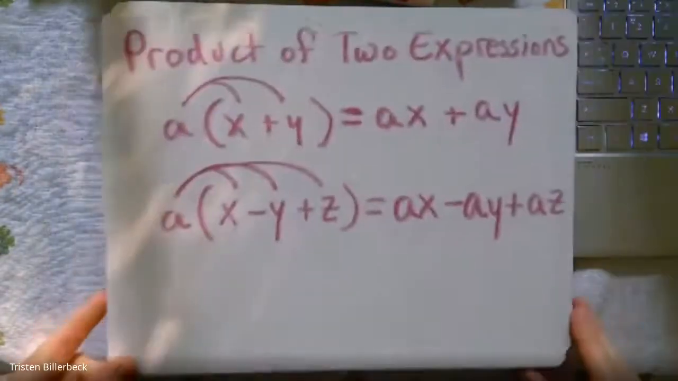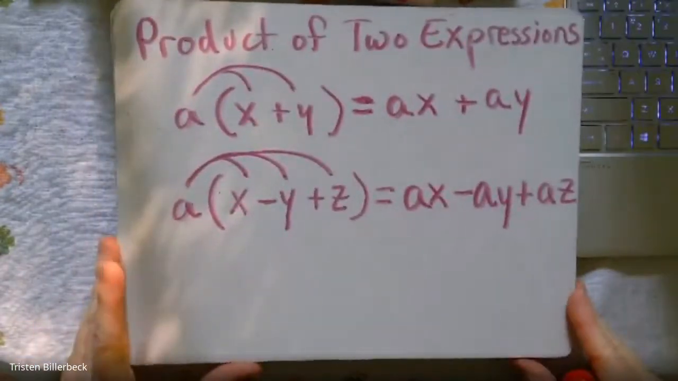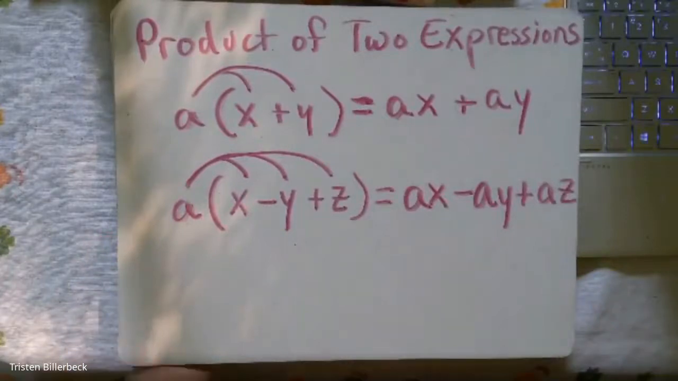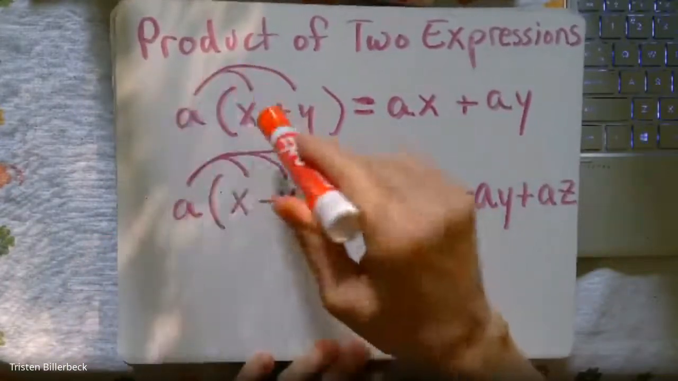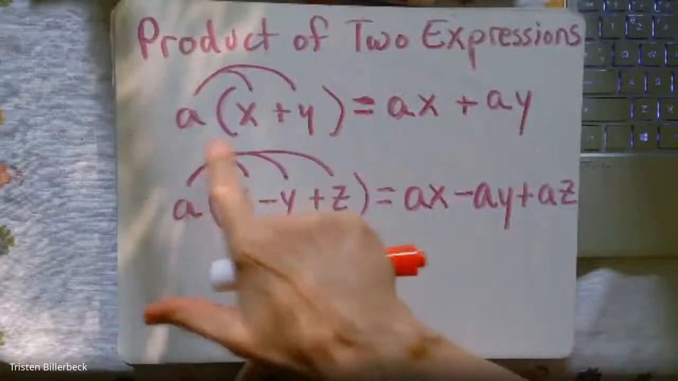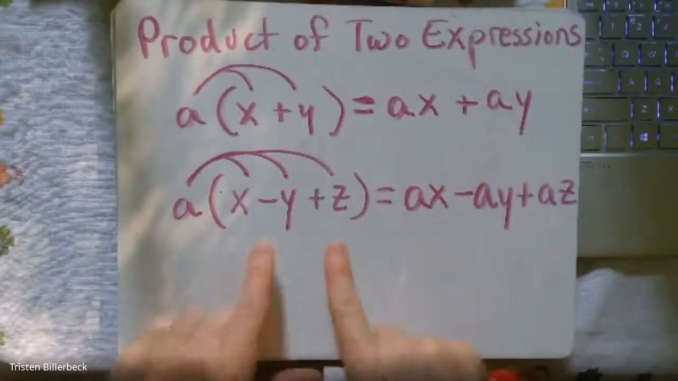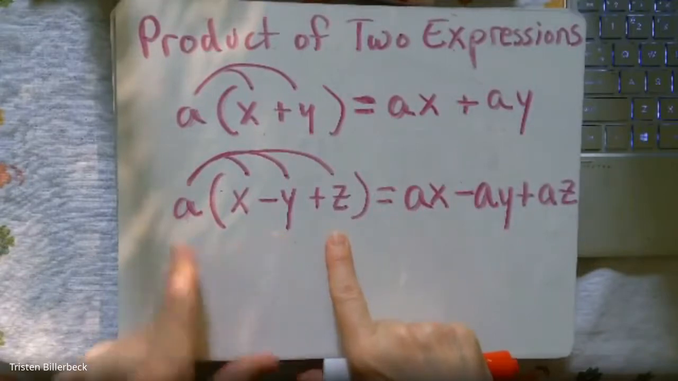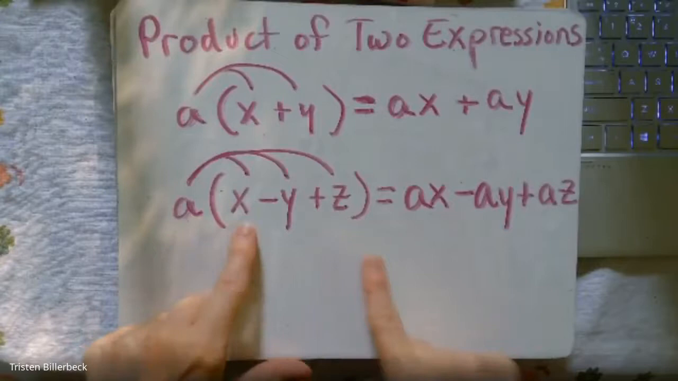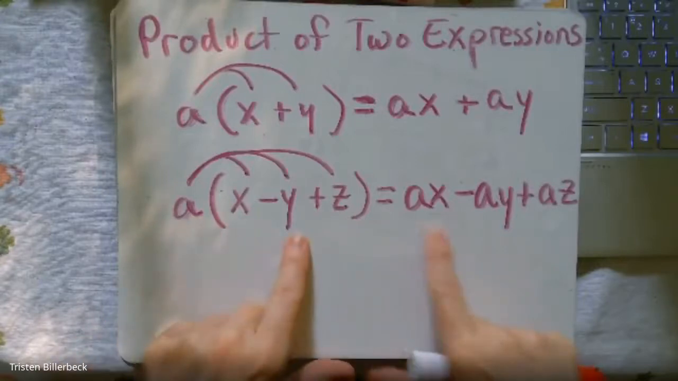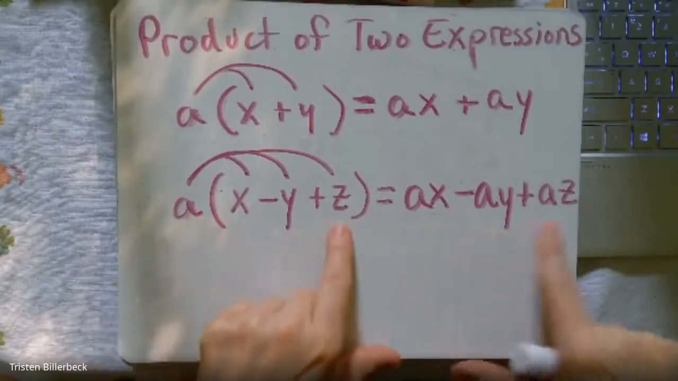So now if we have a product of two expressions, you've seen me do my little rainbows where I have a rainbow here and here, which means it's a times x and a times y. If I have 3 in a parenthesis, I do distribute the a to all three of them. So a times x, a times y, and a times z.